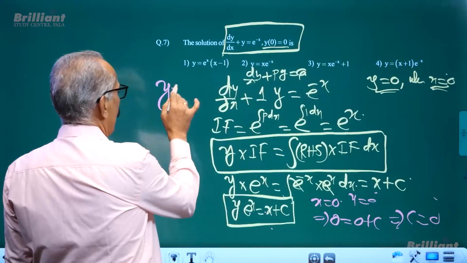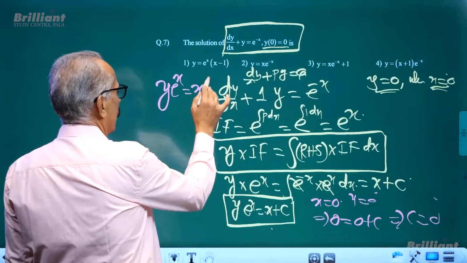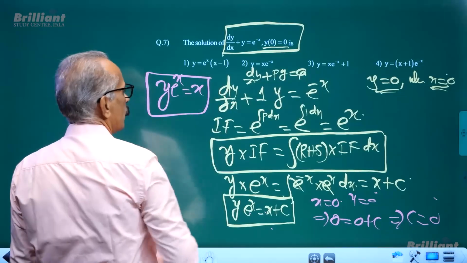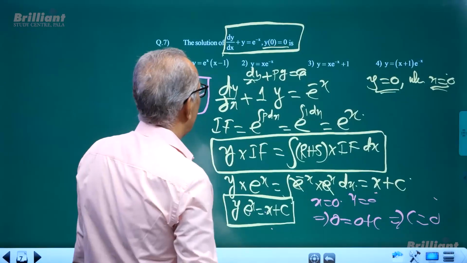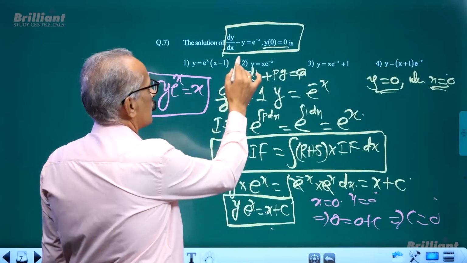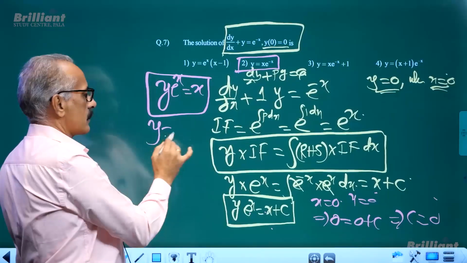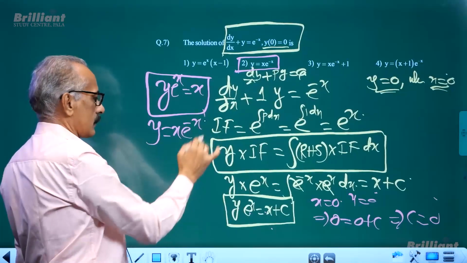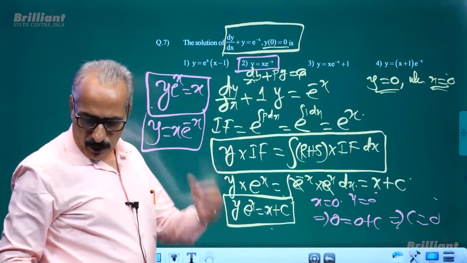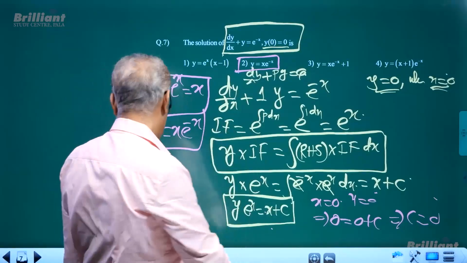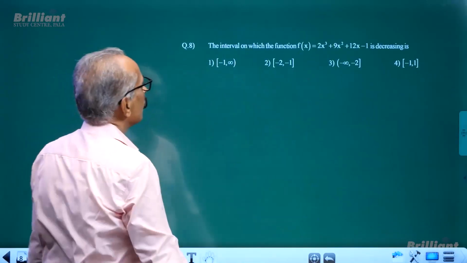Therefore, your answer is y into e raised to x is equal to x only. That is, y is equal to x e raised to minus x. That is 2 is your answer. If I say this is y is equal to x into e raised to minus x, that will be your answer. Your seventh one, the answer is 2. Well, we'll move on to the next.